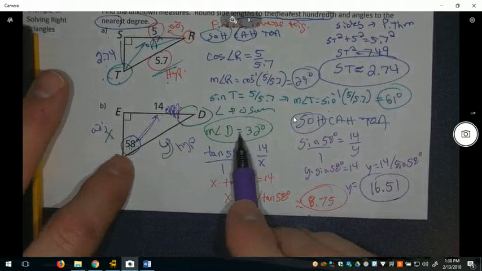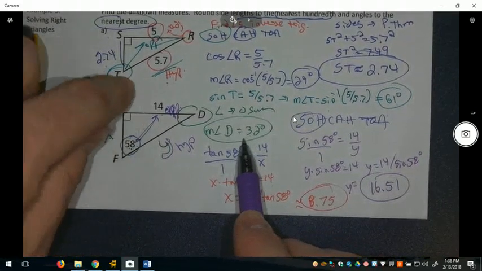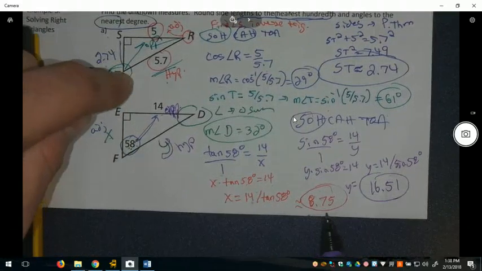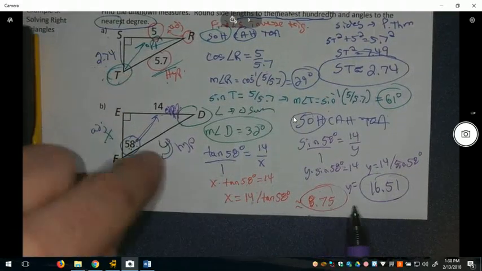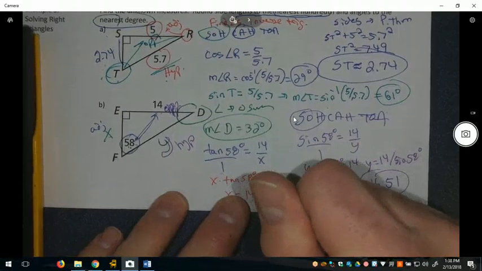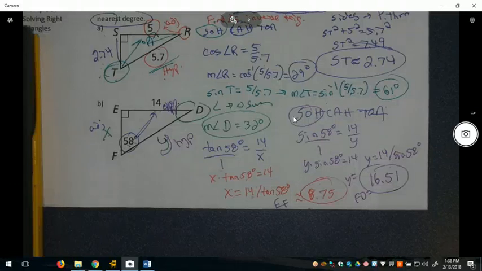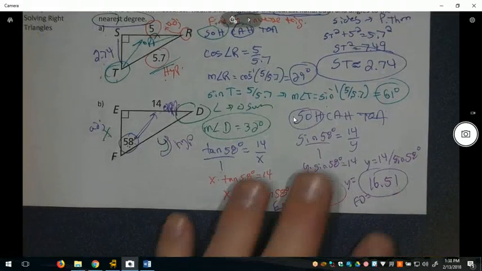We now have all three angles, the right angle, the 58, and the 32 that we solved for. The 14 side was given. Using SOHCAHTOA, we solved for side EF and for side FD, which I should probably call those EF and FD, but I gave them variables just to make it a little easier in the solving process.